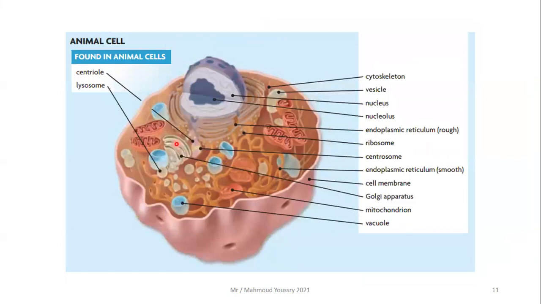This is an animal cell. All these organelles you can find in both, but the difference here is that you can find in animal cells only the centrioles and lysosomes, and we'll study them in detail.